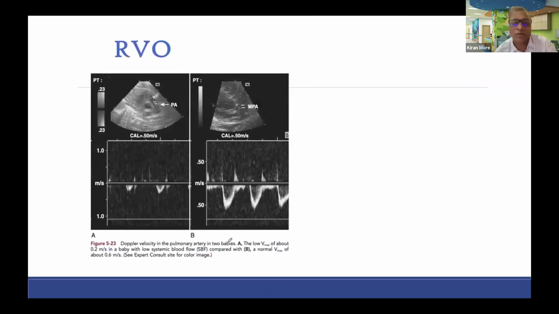Now, sometimes if you don't have time, you rush, you can just do MPA or pulmonary artery VTI eyeballing, and you can see this is so low, say, same baby, this is so low, and this is so high. So even if you just compare the VTI, you know that this baby is in trouble. It's got a very low cardiac output, low RVO, and this baby is probably okay.